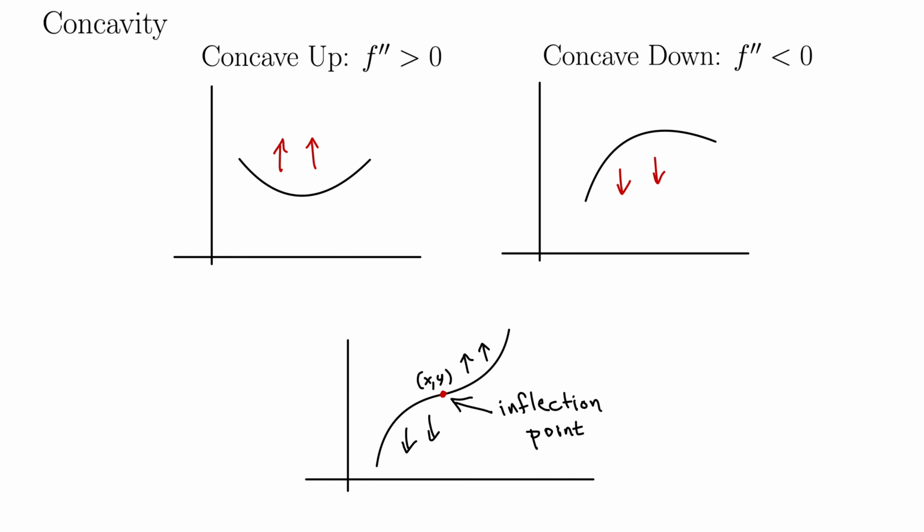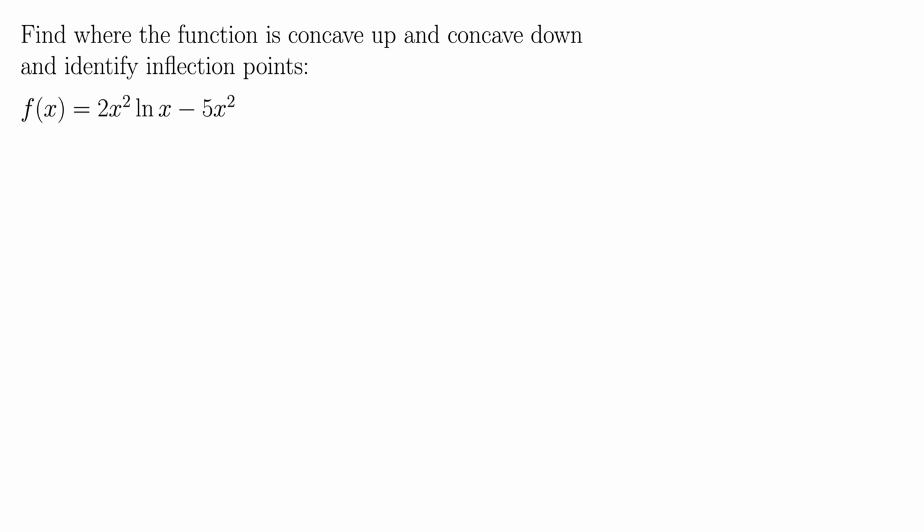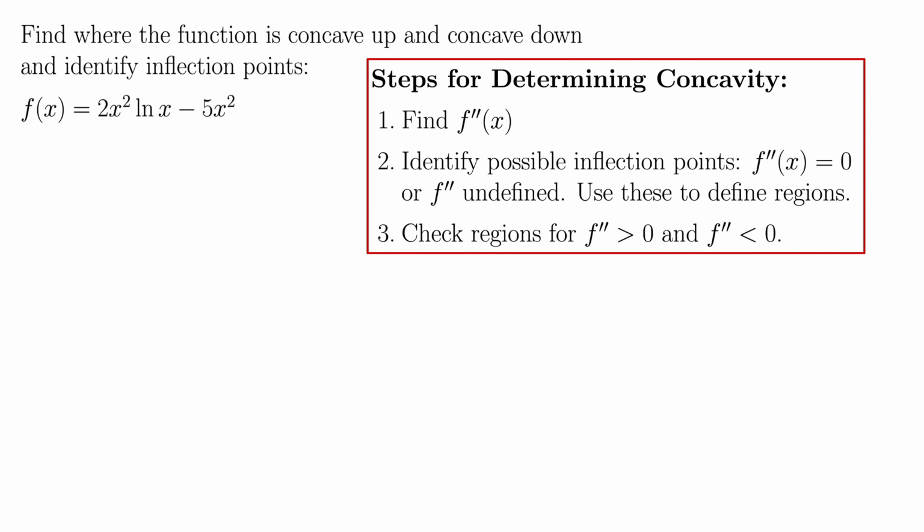Okay, let's look at an example. Find where the function is concave up and concave down, and identify inflection points, and then we're given the function f of x equals 2x squared natural log x minus 5x squared. Okay, well, there are some steps to go about doing this. Step 1, find the second derivative of f of x. So we're looking for f double prime of x.